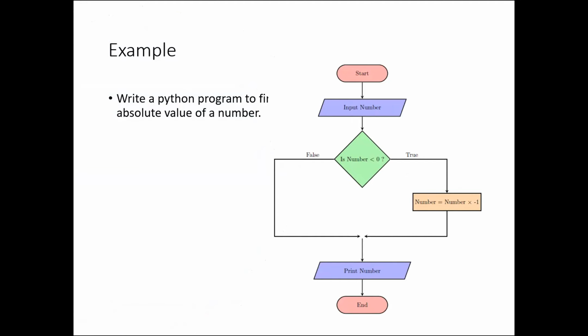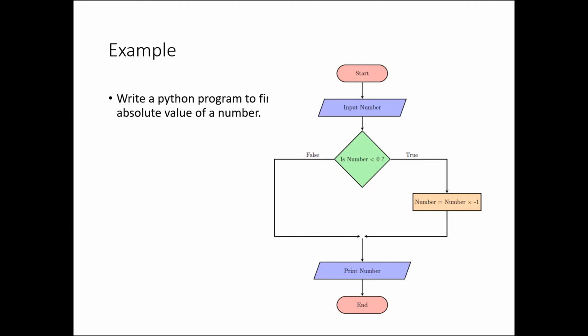Right. Let me start. So in this particular case, what we are going to do is get a number and check if it is less than 0. If so, we multiply the number by -1, so that if the number is negative, we make it positive, and we print it out, right? So let's start.